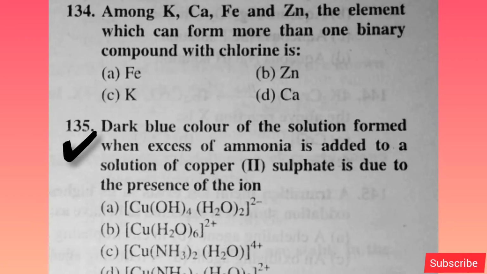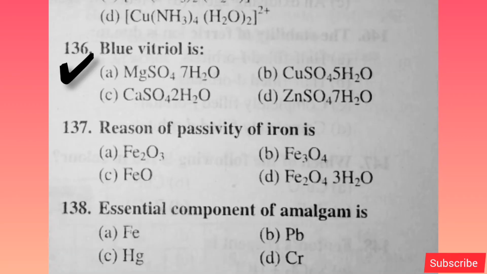Dark blue color of the solution formed when excess of ammonia is added to the solution of copper(II) sulfate is due to the presence of the ion. Option B is correct. Blue vitriol is. Option B is correct. The reason of passivity of iron is. Option B is correct. Essential components of amalgam is. Option C is correct.